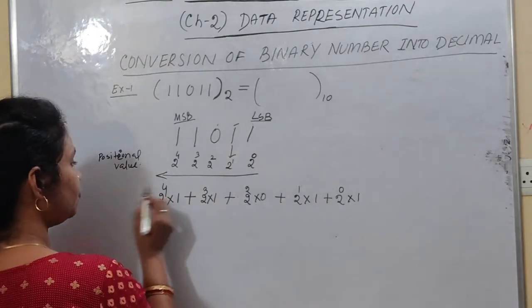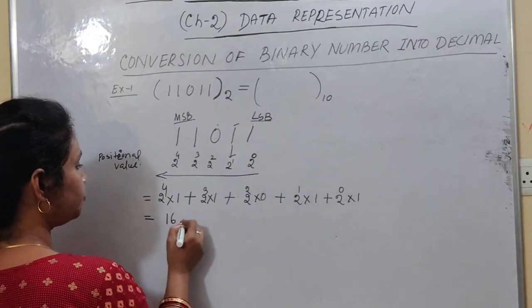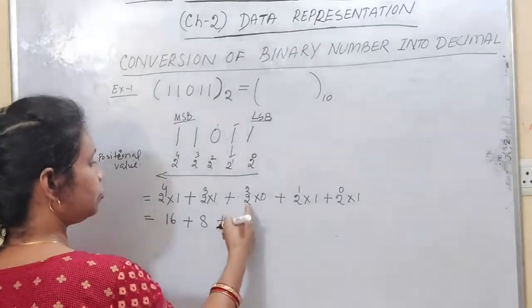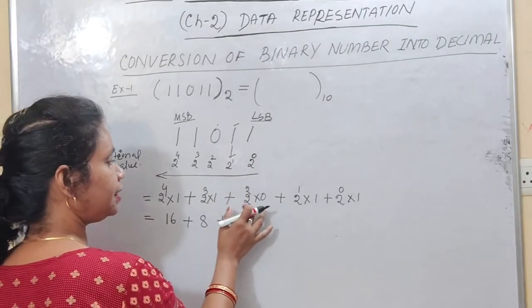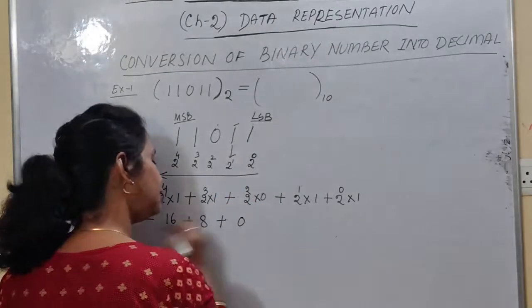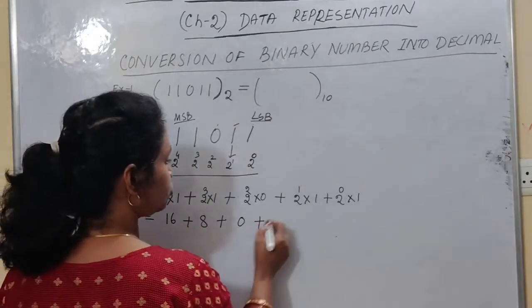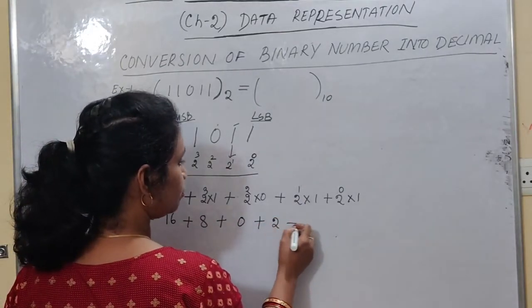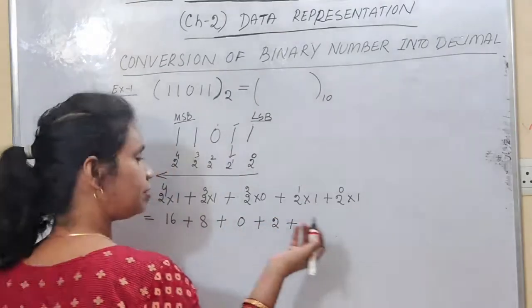So here 2 to the power 4 is 16, plus 8, plus 2 to the power 2 equal to 4. But if you multiply any number by 0, then ultimately you will get the answer 0. So plus 2 to the power 1 multiply 1, that is 2, plus 2 to the power 0, any number to the power 0, that is 1.